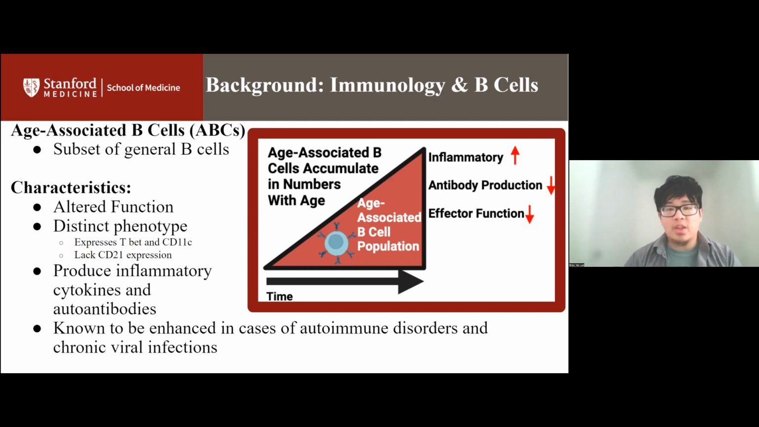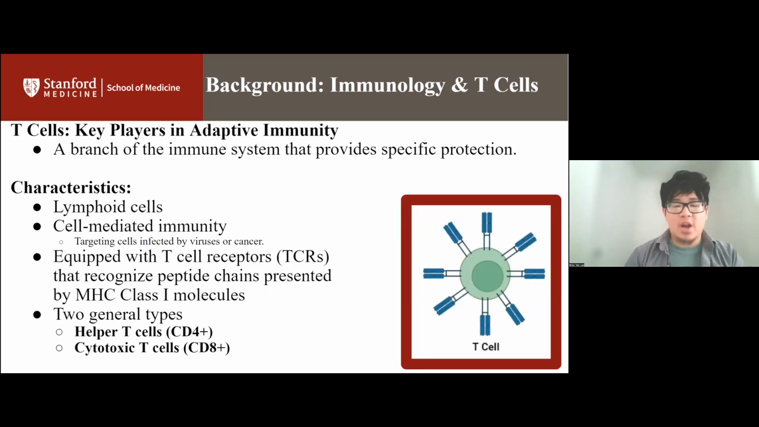And the tricky thing with age-associated B cells is, along with accumulating with age, they also have been known to be enhanced in cases of autoimmune disorders and chronic viral infections, which plays very well into the systems that we're studying with CMV infection and transplantation, right? And to go very briefly into T cells, these are for your cell-mediated immunity, and there's two general types of T cells: CD4 T cells, the helper T cells, and cytotoxic T cells, CD8s.